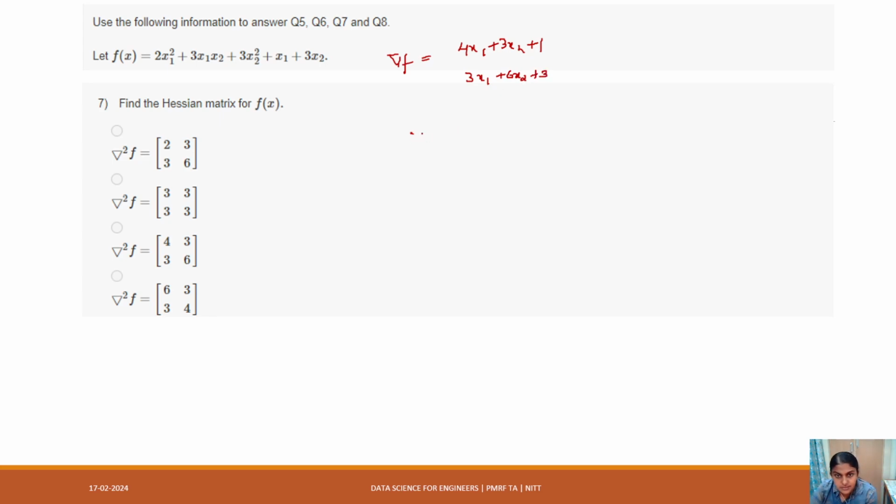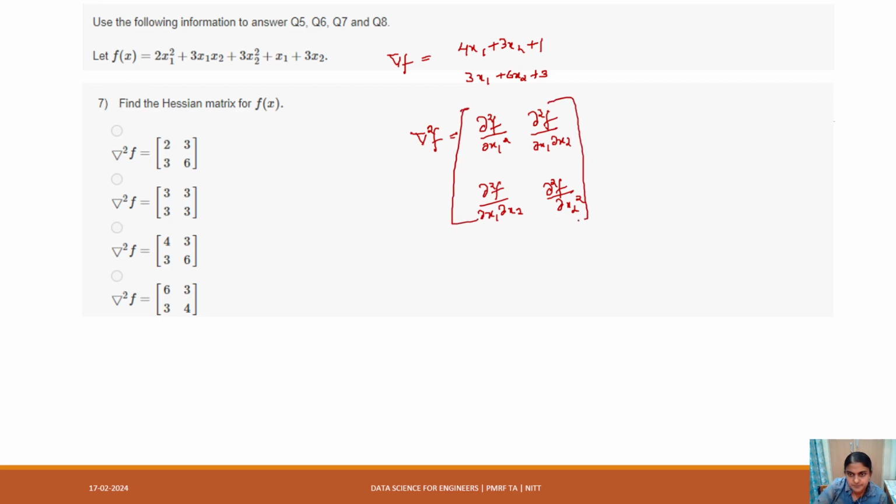You have to find the Hessian, which is given like dou square f by dou x1 square, dou square f by dou x1 dou x2. Same repeated here, dou square f by dou x1 dou x2. Dou square f by dou x2 whole square. So this is the matrix that you have to find.